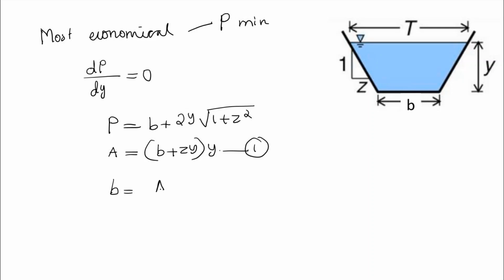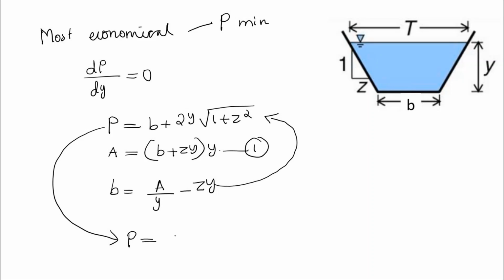b can be written as a by y minus zy. I'm taking the y from this side to the left hand side, then it will become a by y. Then b plus zy is equal to a by y, or b is equal to a by y minus zy. Now I am substituting this equation into this equation, and this equation will become P is equal to a by y minus zy plus 2y into root of 1 plus z square.